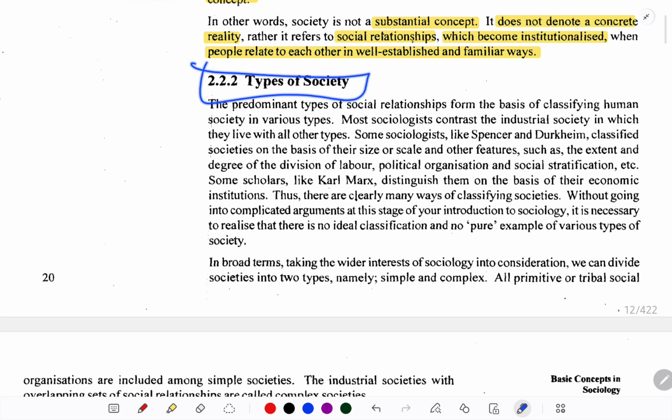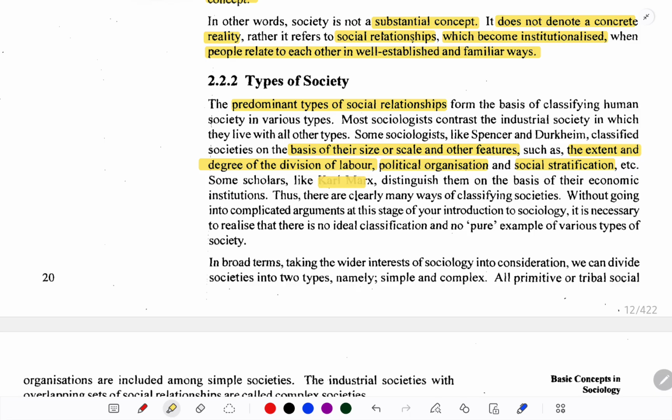Types of society. The predominant types of social relationships form the basis of classifying human society in various types. Most sociologists contrast the industrial society in which they live with all other types. Some sociologists, like Spencer and Durkheim, classified societies on the basis of their size or scale and other features, such as the extent and degree of division of labor, political organization, and social stratification.